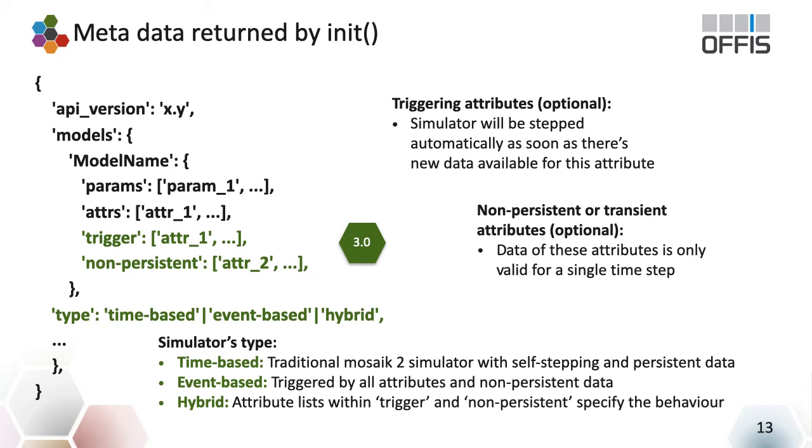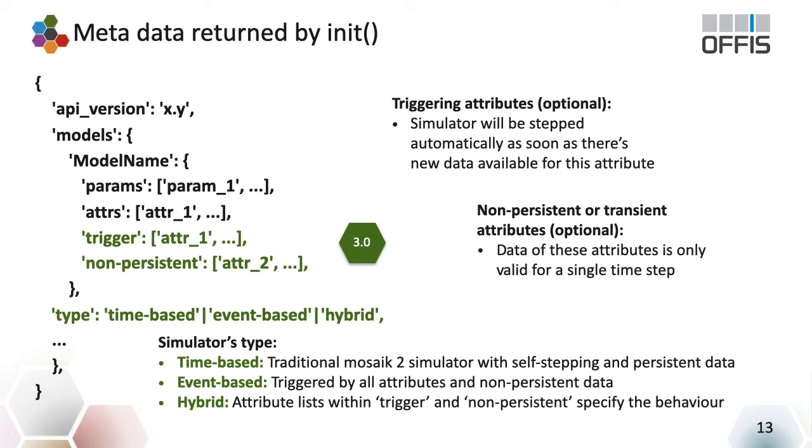And now we have here on the models two new configurations. One is a list of triggering attributes, which means that you can specify here in the metadata of a simulator which attributes should cause an execution or a stepping of this simulator. So whenever new data is available for these attributes, then this simulator will be stepped no matter what is specified in the next step argument. So the simulator can specify nothing for next step, and whenever new data is available for these triggering attributes, then it will be stepped.